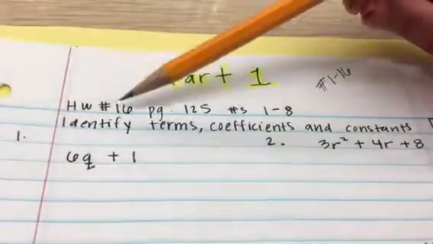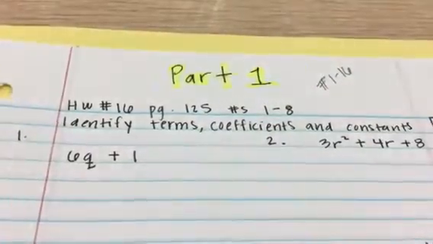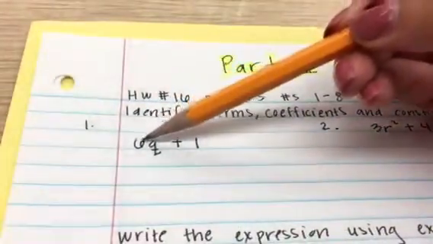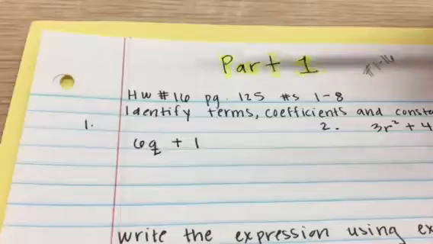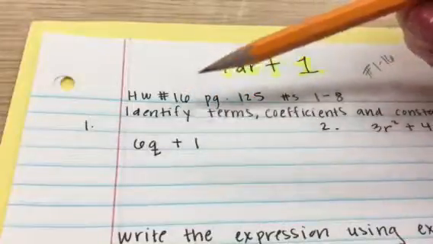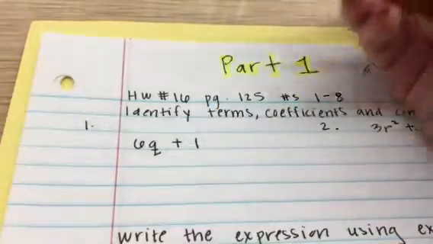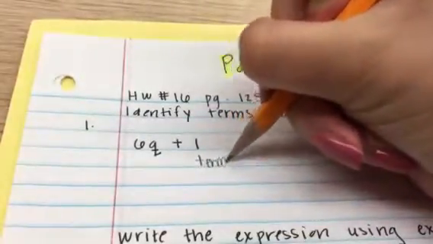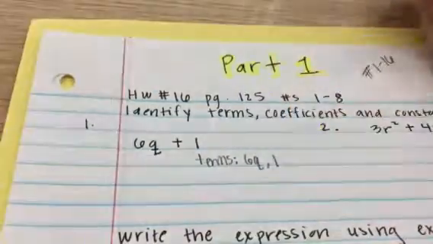And it's asking us to identify terms, coefficients, and constants. So for number 1, it says that we have an expression of 6q plus 1. First we're going to identify the terms. Remember that the terms are separated by a plus or a minus. In this expression, we actually have two terms. We have 6q and 1, because it's separated by a plus here. So we can say that the terms are 6q and 1.